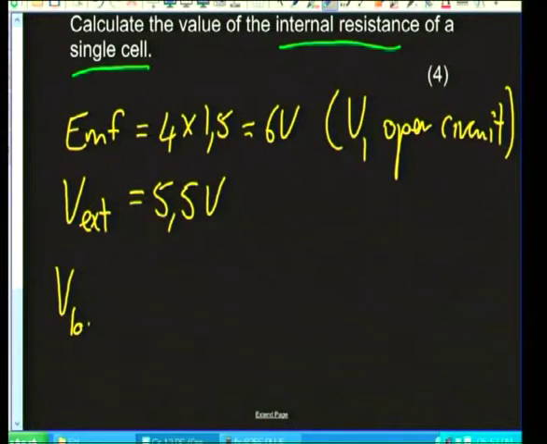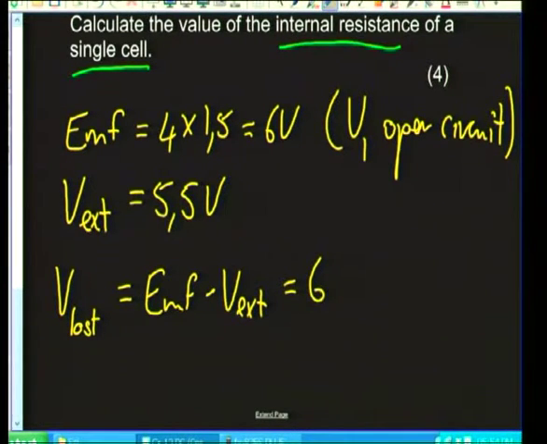It's also recognized as the potential difference of work done inside the battery, and we can see that it's the EMF minus the V external. If we take a look at that, we can say it's 6 volts minus 5,5 volts, which is going to give you 0,5 volts.